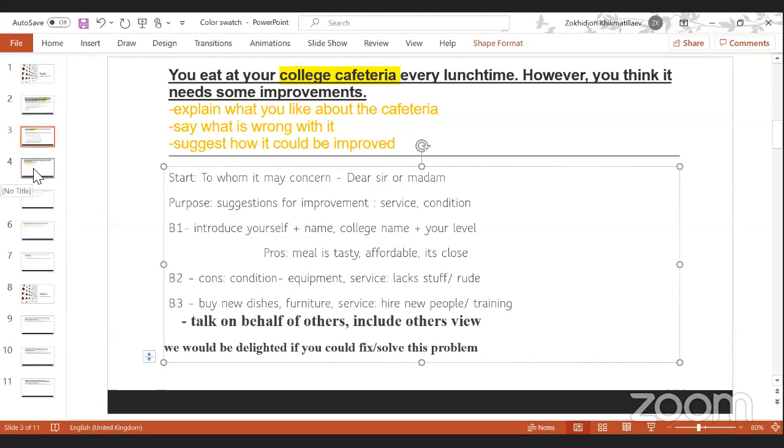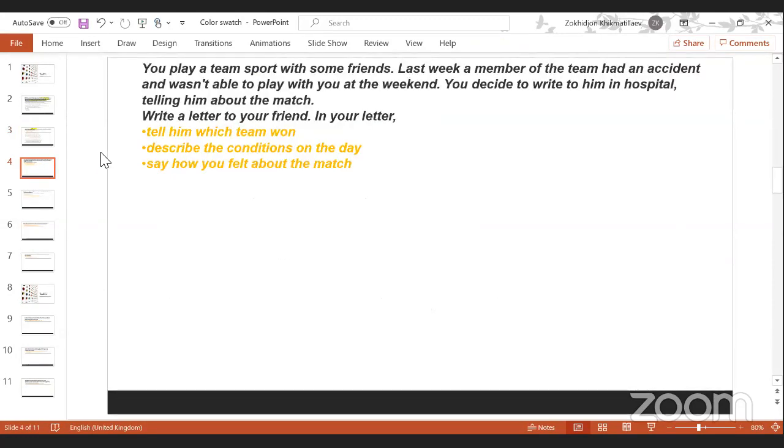Okay, now let's move to the next email. You play a team sport with some friends. Last week, a member of the team had an accident and wasn't able to play with you at the weekend. You decide to write to him in hospital, telling him about the match. Write a letter to your friend. In your letter, you have to tell him that your team has won. Describe the conditions on that day and say how you felt about that match.